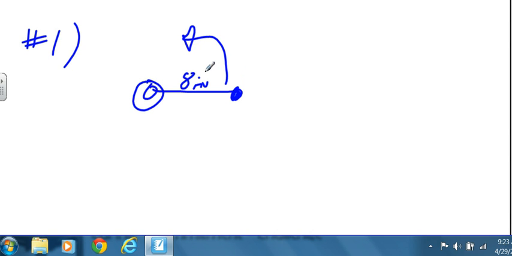At a uniform angular velocity of 5 revolutions per second. All right, and we're going to multiply that by 2 pi, and we're going to get 10 pi radians per second.